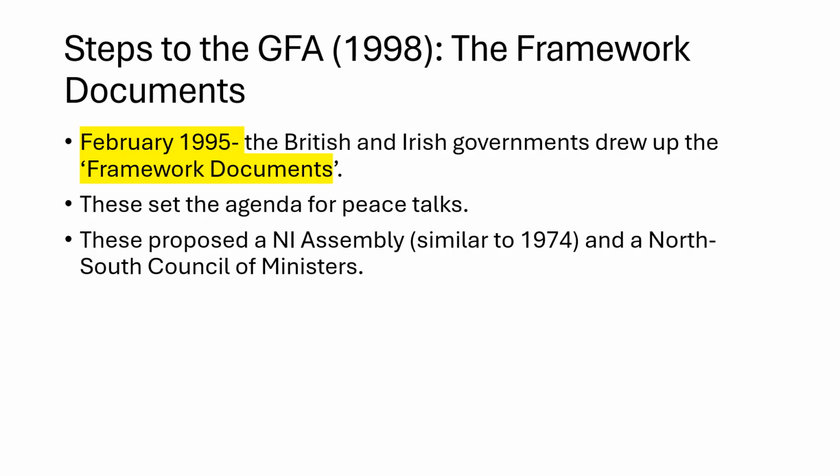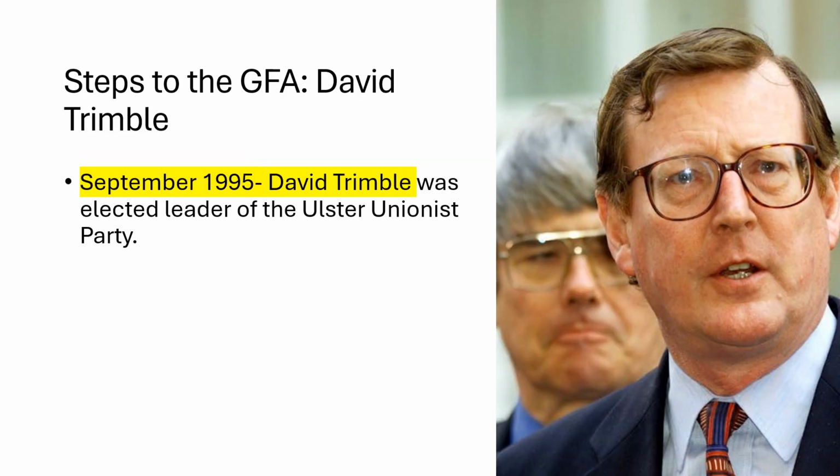For example, they proposed a Northern Ireland Assembly, like we've seen with the Power Sharing Assembly of 1974. And they also had a North-South Council of Ministers, kind of similar to the Sunningdale Agreement. So they said, this is what will be on the table, this is what we'll be hammering out and agreeing between ourselves.